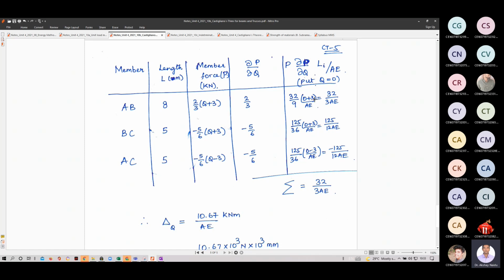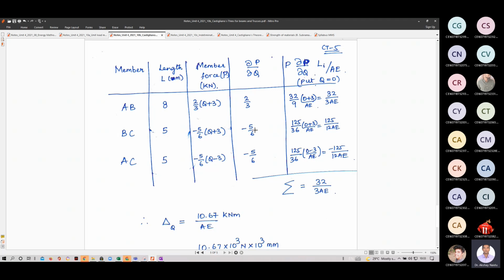Then remember, the fictitious force we have to substitute as 0. Once we have differentiated and added the strain energy, at this juncture, after differentiating and multiplying, I'll put Q as 0. So I multiply here and put Q as 0, and I get 32 by 3 AE. Same for member BC.